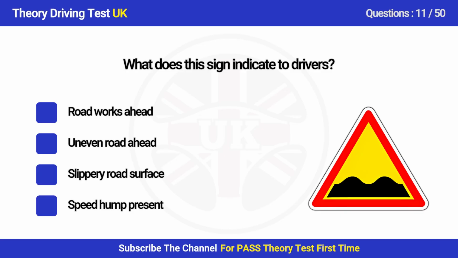Question 11. What does this sign indicate to drivers? A. Road works ahead. B. Uneven road ahead. C. Slippery road surface. D. Speed hump present.